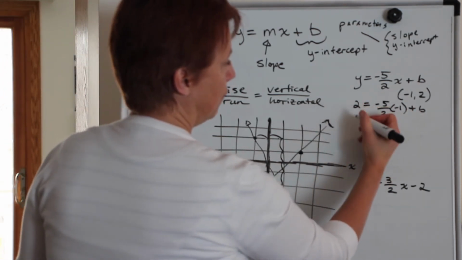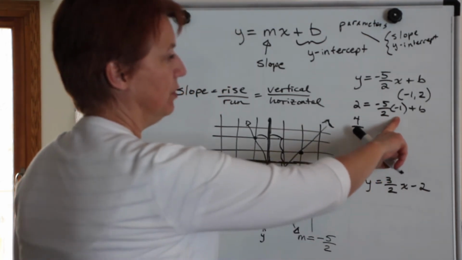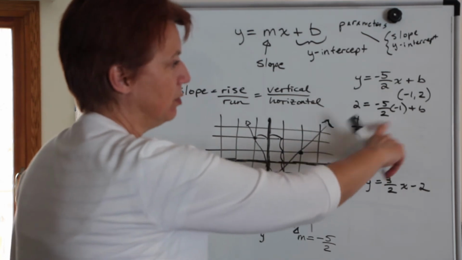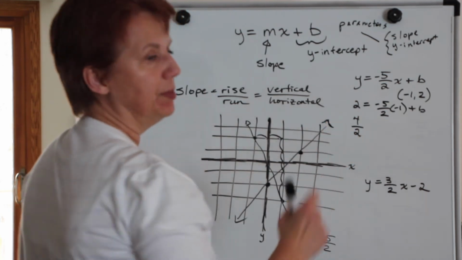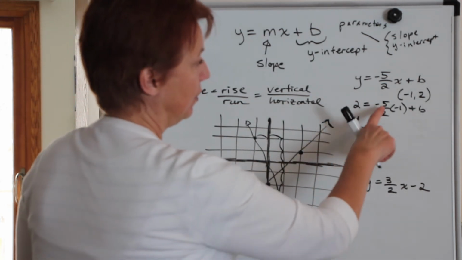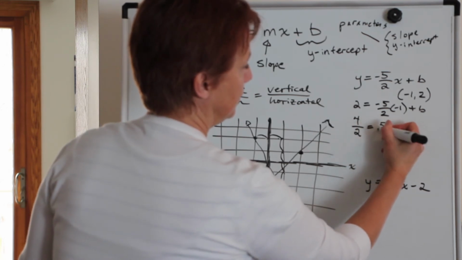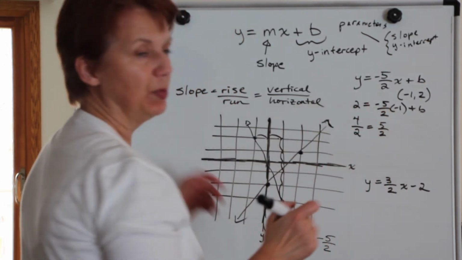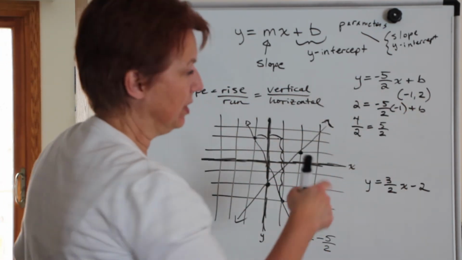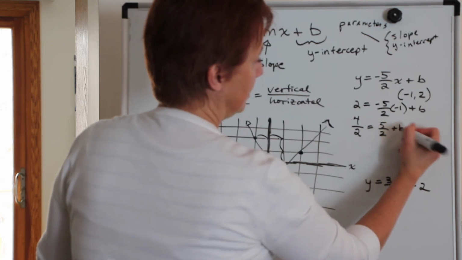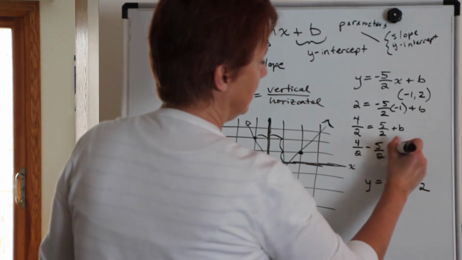So this is 4 over 2. Now the reason I'm changing it is because I know I'm going to have to add, subtract, whatever, this one to this one to get b by itself. And I know it has to be on 2 because I need a common denominator. So this here is going to be just 5 over 2, because the 2 negatives multiplied make a positive, and then we're just multiplying by 1. So the number doesn't change, and plus b. So I have 4 over 2 minus 5 over 2 equals b.